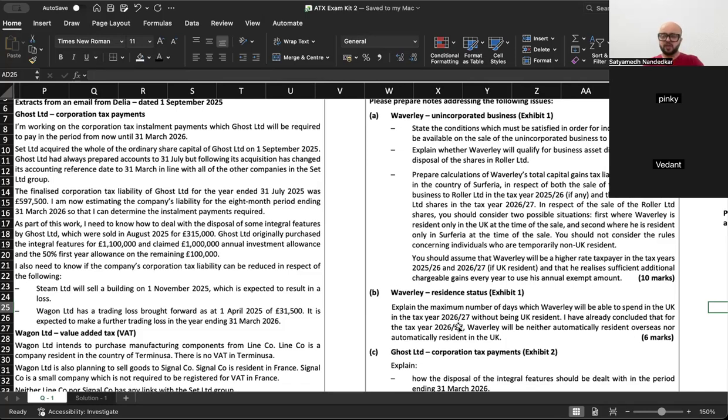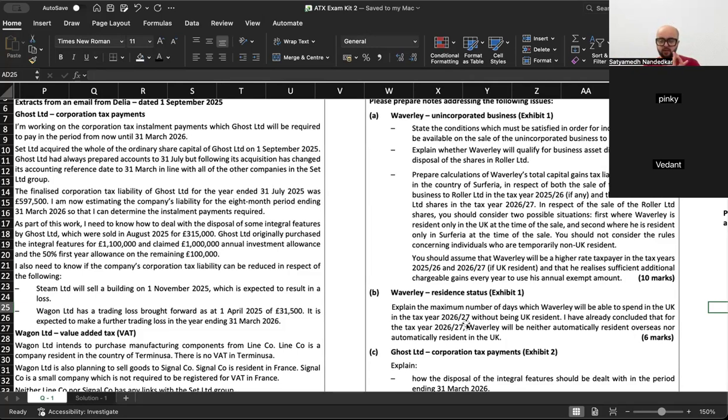Don't look at the full question. I only looked at this, right? When I looked at part 1, I knew that it only concerns exhibit 1. That is the good part. Only look at exhibit 1. Don't look at anything else. Okay. When you go to the second part, then talk about the second part. Like here, they have now asked something about residential status. Explain the maximum number of days which Waverley will be able to spend in the UK in tax year 26-27 without being a UK resident.